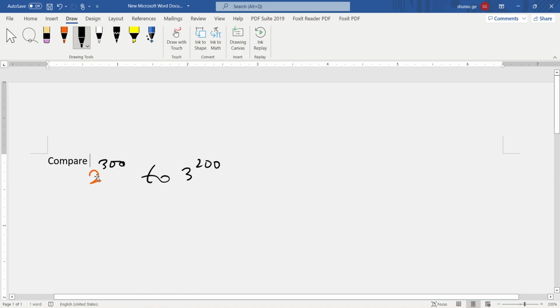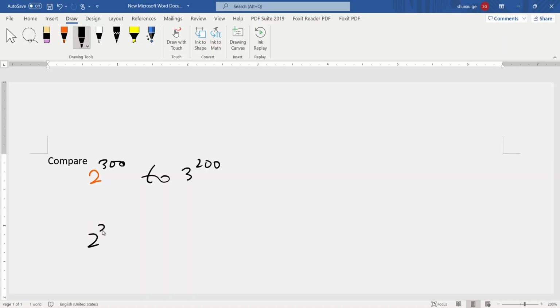OK, how to compare the two numbers, 2^300 and 3^200? So we change their form. We can write 2^300 equals 2^3 times 100, equals (2^3)^100, which equals 8^100. Okay, now this one.